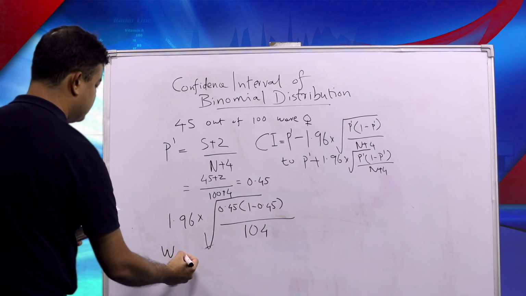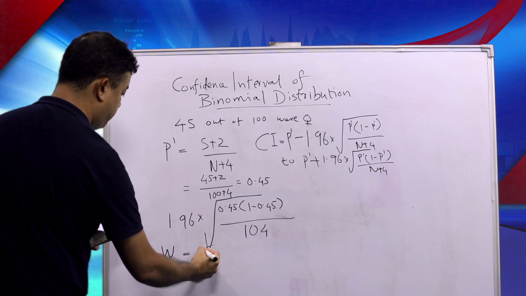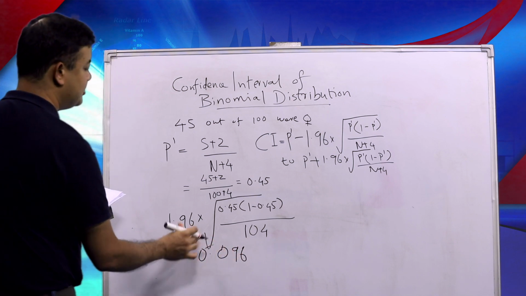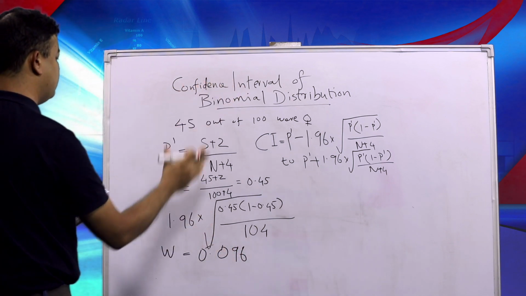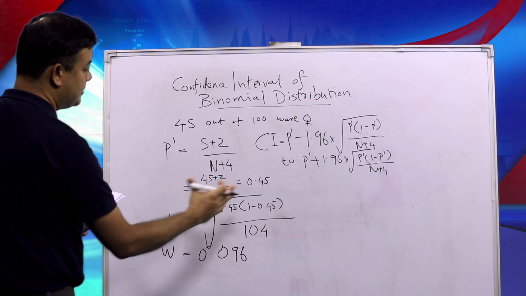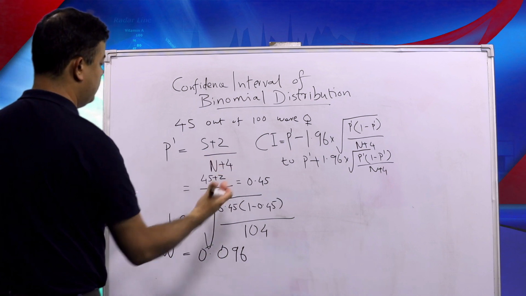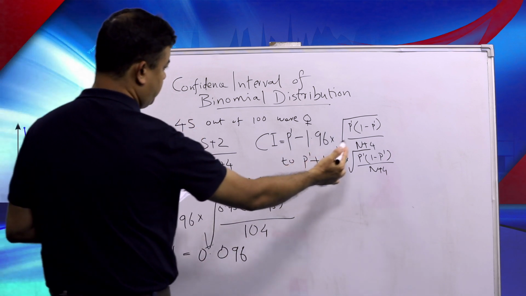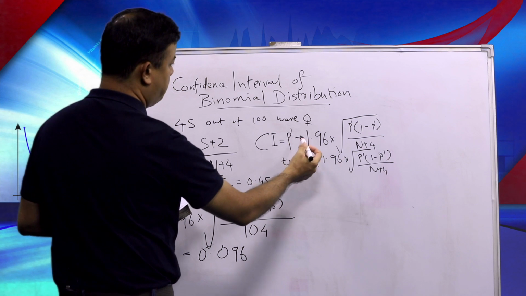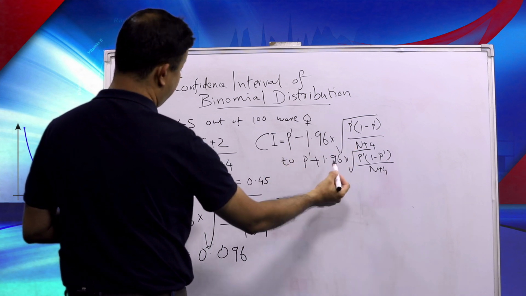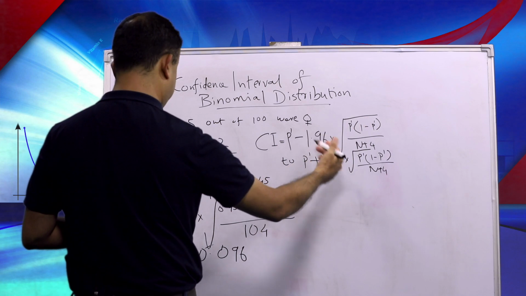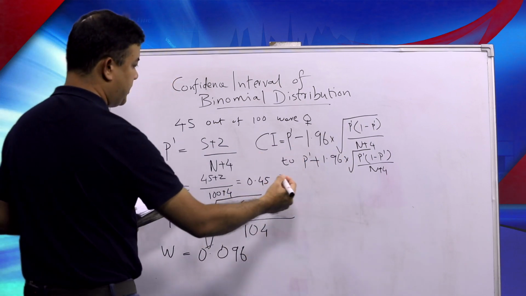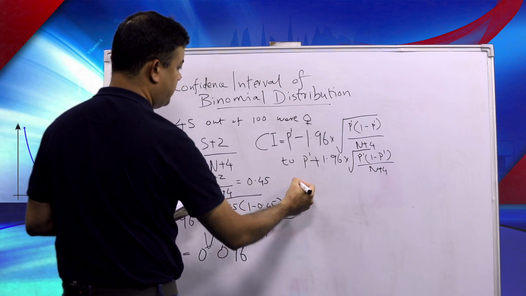So the width W is equal to 0.096. The width extends in both directions. So always the confidence interval will have the width, that plus or minus whatever the estimate that you are looking at. Here the estimate is the proportion. As you can see in this formula, it is P prime minus the width to P prime plus the width. So the first step is to calculate the width, which we have already calculated. Next, we already know the P prime is 0.45, so let us plug into this equation.